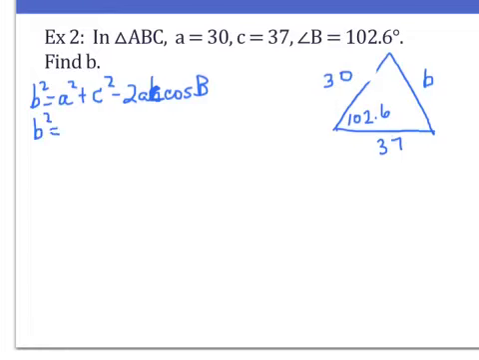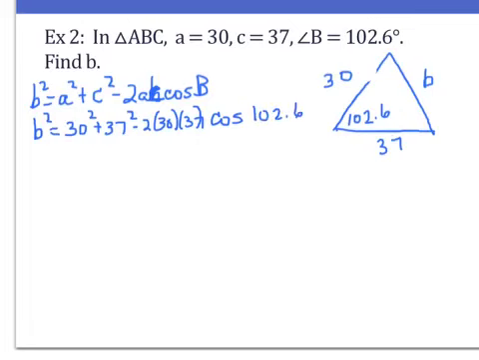Okay, so let's substitute in. So we have 30 squared plus 37 squared minus 2 times 30 times 37 times cosine of the angle. You put this all into your calculator all at the same time. Be careful with your parentheses. You're going to get 2,753.228, and then B will end up being 52.5 when you take the square root.